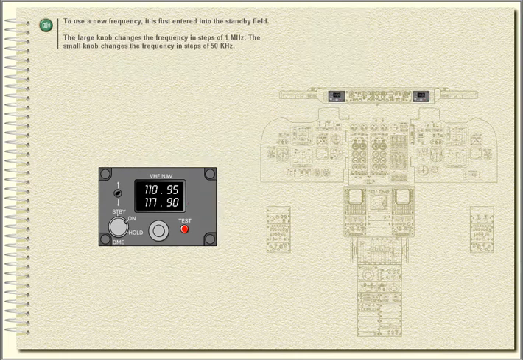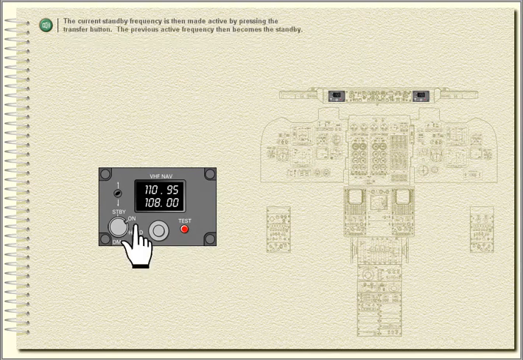To use a new frequency, it is first entered into the standby field. The large knob changes the frequency in steps of 1 MHz. The small knob changes the frequency in steps of 50 kHz. The current standby frequency is then made active by pressing the transfer button. The previous active frequency then becomes the standby.